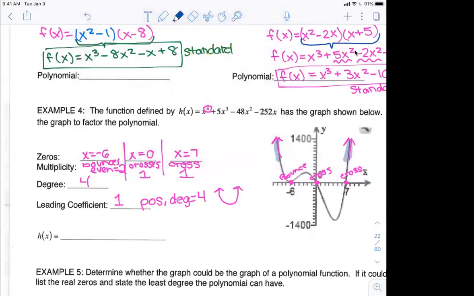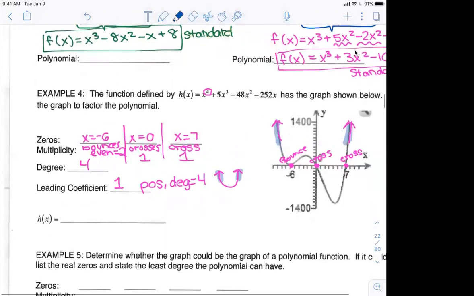Right, there's my end behavior, there's my end behavior. They match up. So now that we've checked all those things, we're going to write our equation in factored form. Since we know our x-intercepts, x is -6, we're going to write that as x plus 6. It bounces, so it's squared. We also have x equals 0. I'm going to put that in the front.